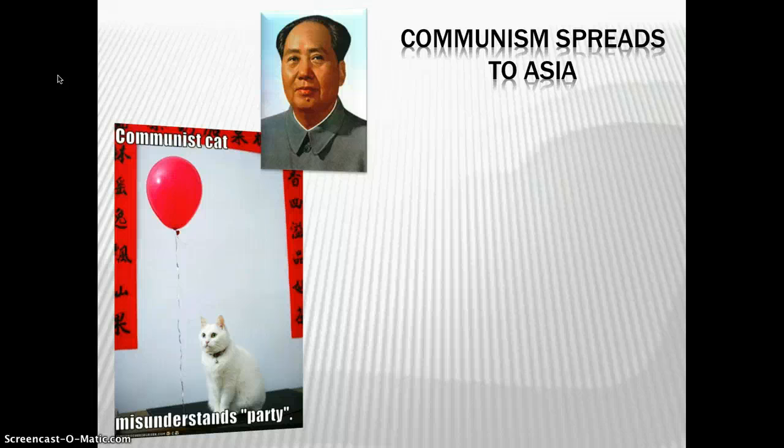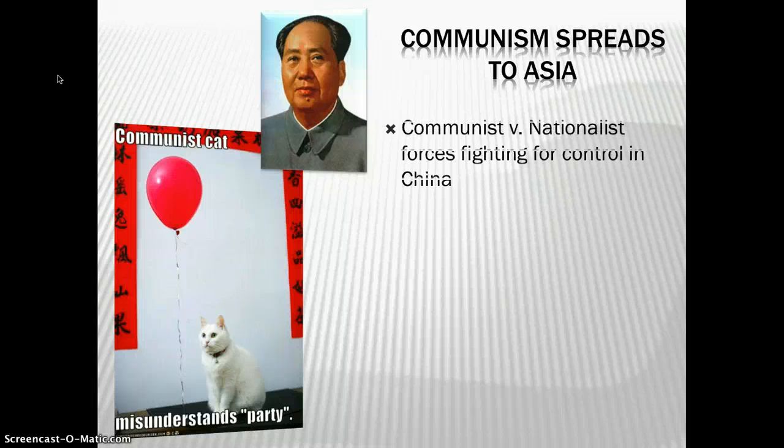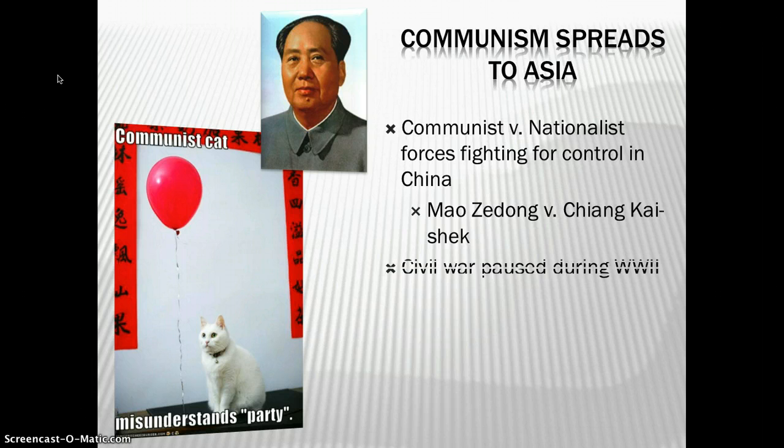In China, previous to World War II, there was a civil war with communist versus nationalist forces fighting for control. The leaders of these were Mao Zedong for the communists and Chiang Kai-shek for the nationalist forces. The civil war paused briefly during World War II because they had a common enemy, the Japanese.